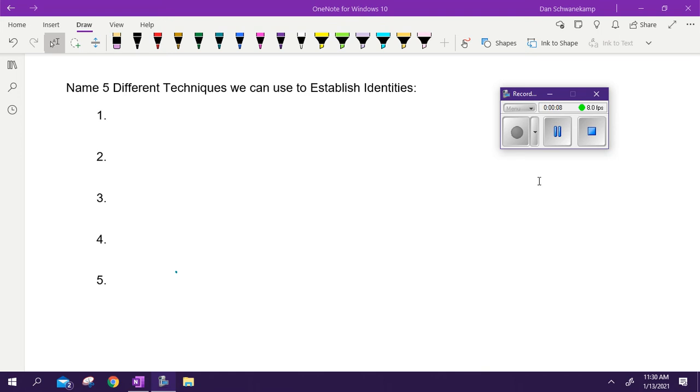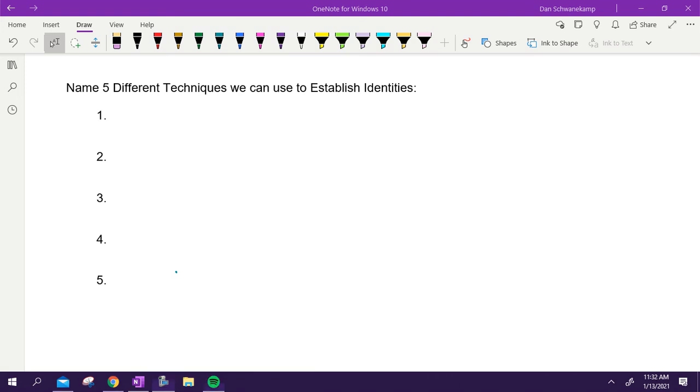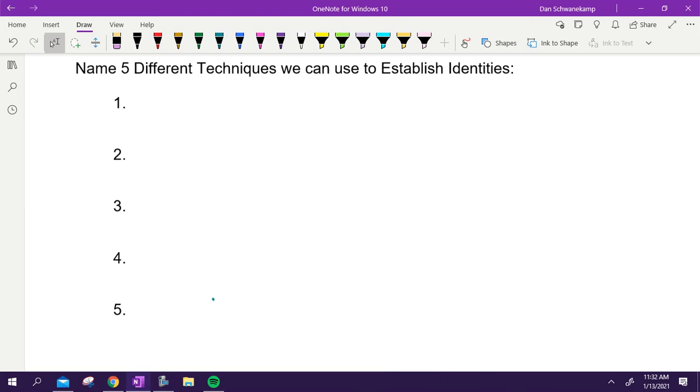Name 5 different techniques we can use to establish identity. So we're just brainstorming here. Talk with your neighbor. What are 5 different things as you look at a problem? Hey, let's try this. If that doesn't work, I try this. Talk with your neighbor. Come up with 5. Go. All right, here we go. Let's name 5 different techniques we can use to establish identities.